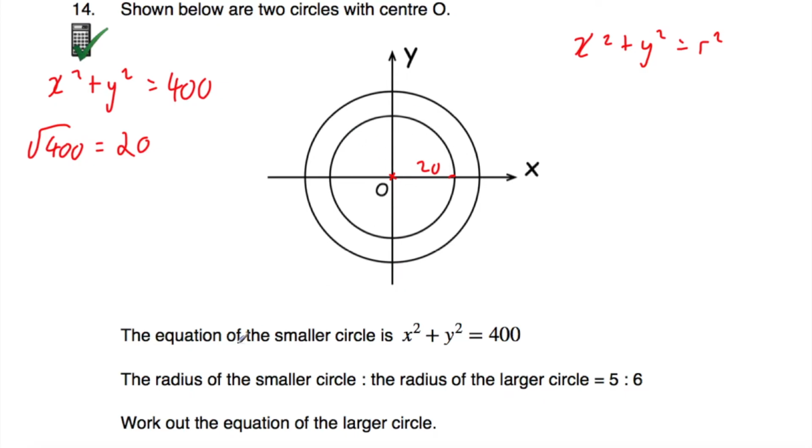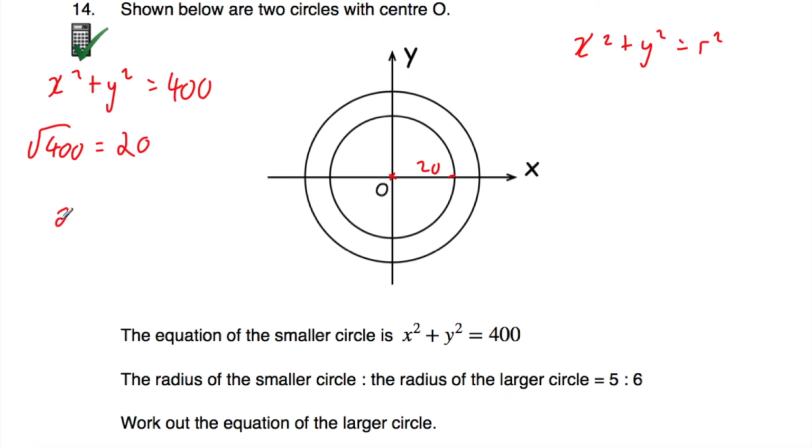And then the question says, we've got a ratio, the radius of the smaller circle to the radius of the larger circle is 5 to 6. So if we know the radius of the smaller circle, to find the radius of the larger circle, we just need to divide by 5 and multiply by 6. We divide the 20 by its number in the ratio, the 5, and then multiply that by 6 to find the radius of the larger circle.